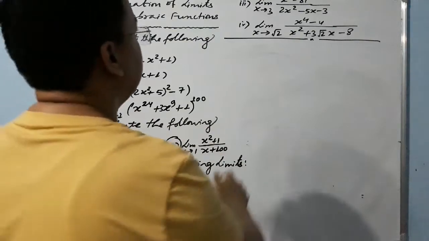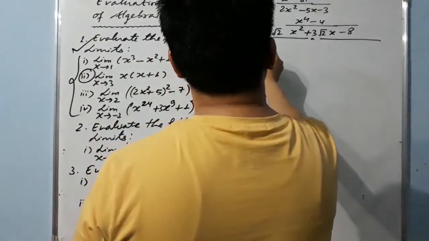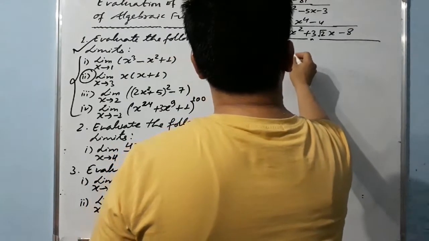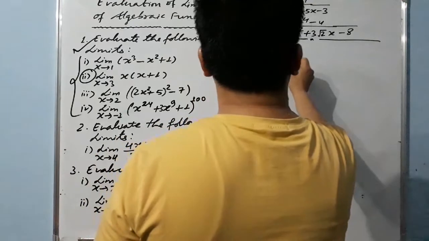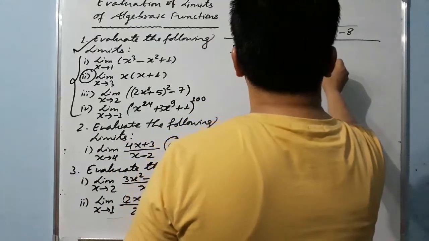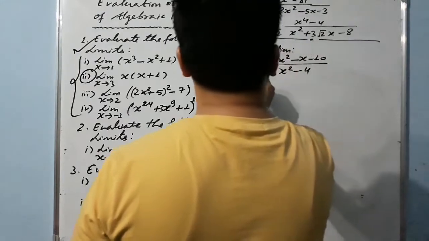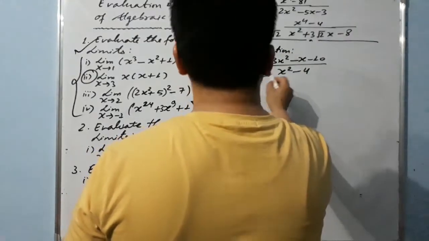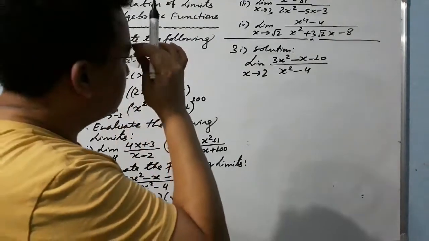Now, question number 3. Solution. Limit of 3x square minus x minus 10 upon x square minus 4 as x tends to 2, right? As x tends to 2.